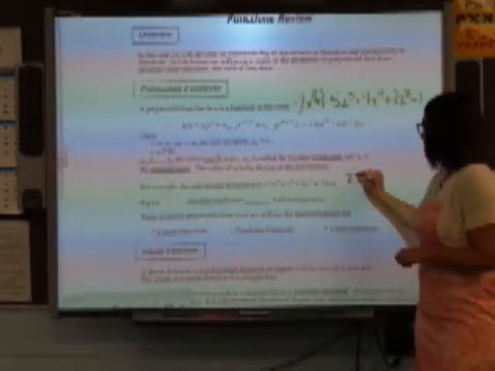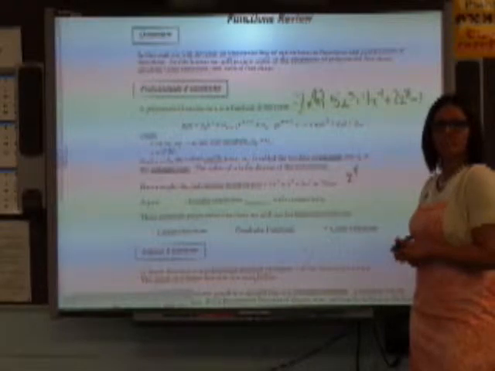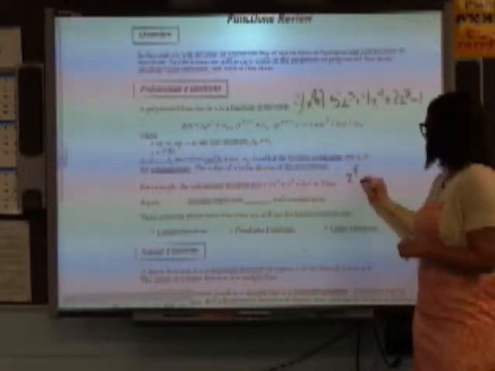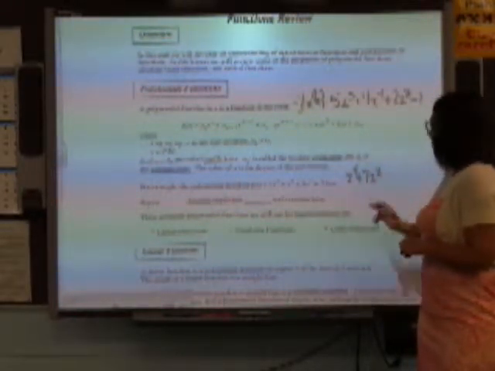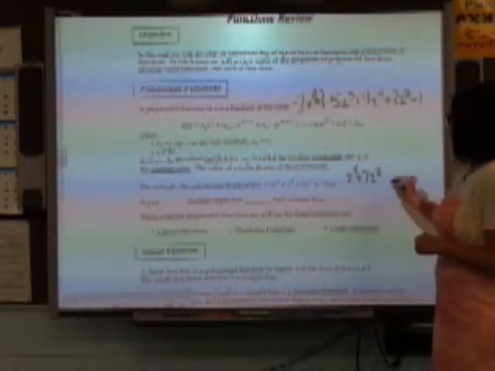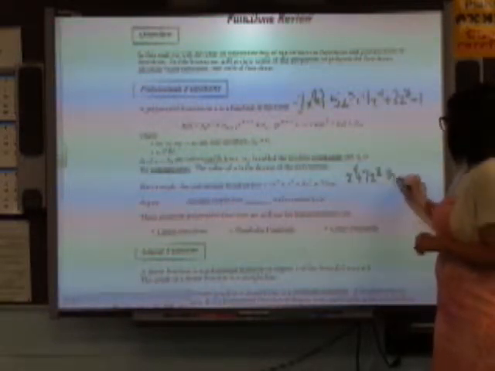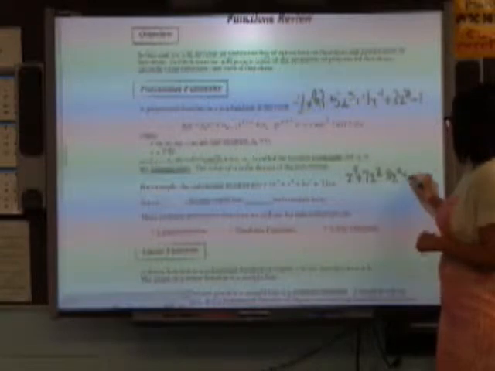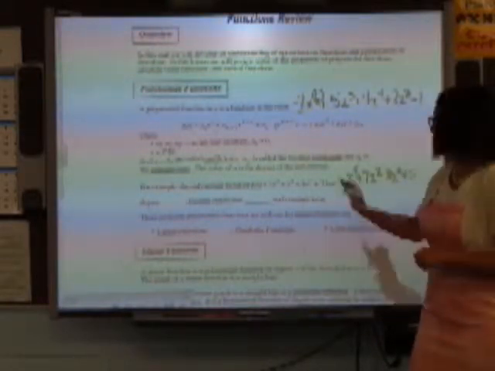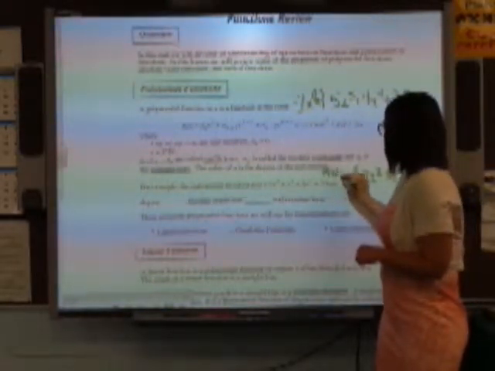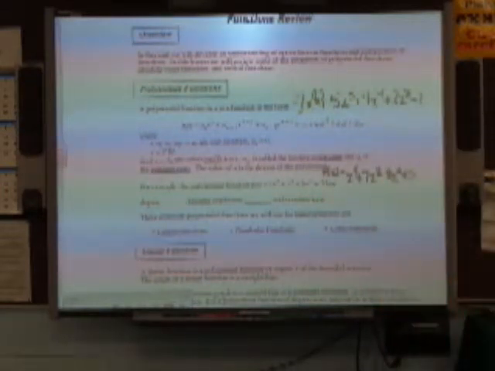X to the power of 4. And then? 7x to the power of 4. Followed by? -8x to the power of 2. And then plus 5. So in descending order, my f of x equation would look like this.